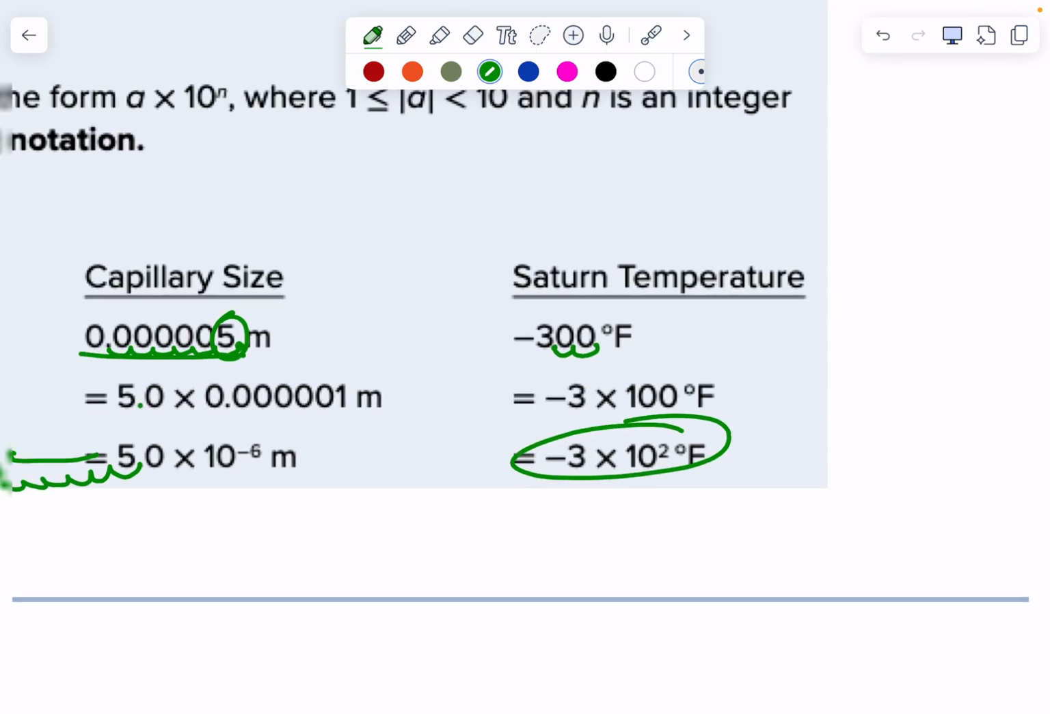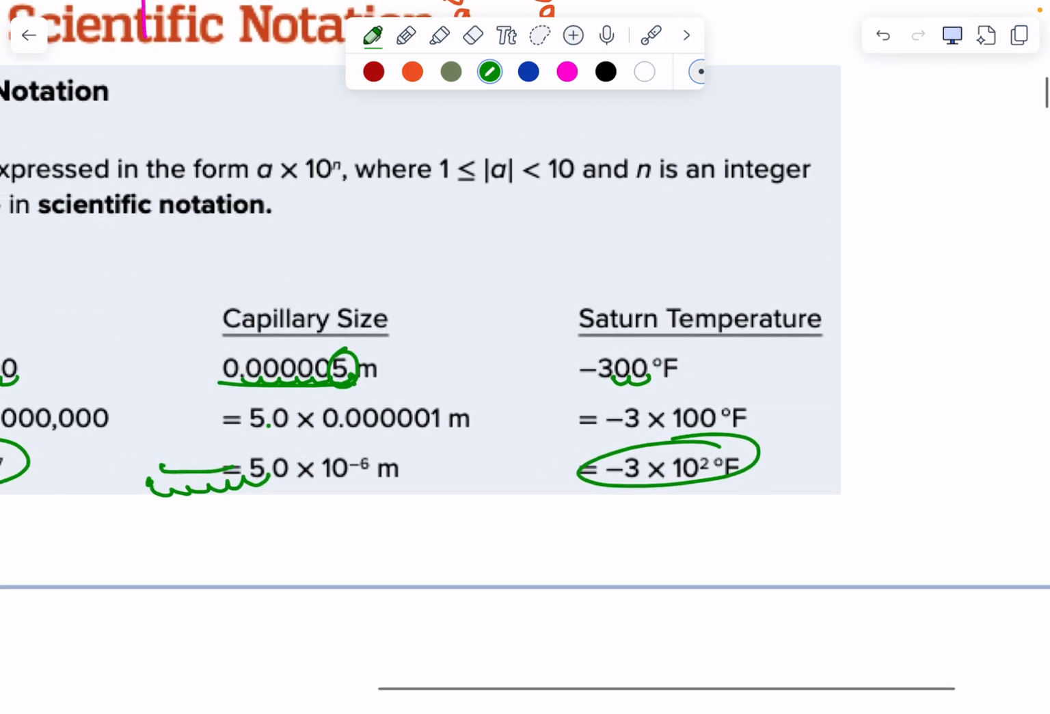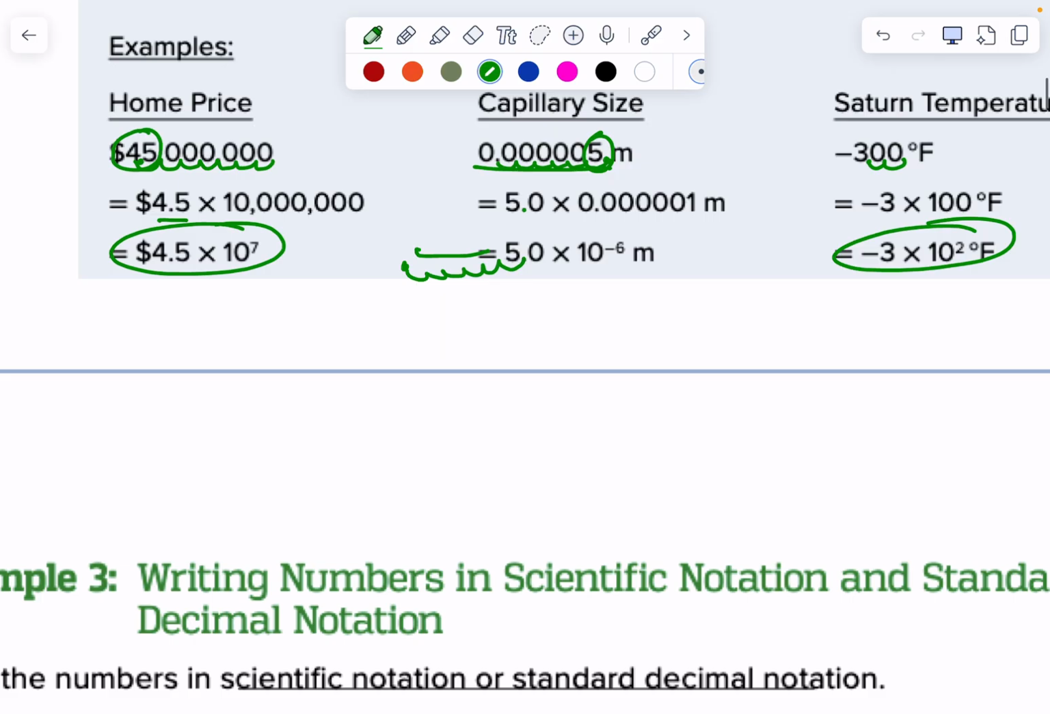Have we all done that before? Yes. I kind of went really, really fast through that. Casey, have you done that before? Scientific notation? A couple times.